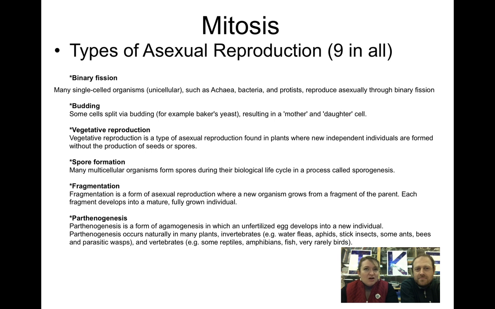We've got budding. Yeast will do that. It'll have a little bud growing off of it. There's lots of different types. Regeneration: some animals can regenerate their own cells. We're really just going to focus on how cells make copies of themselves.